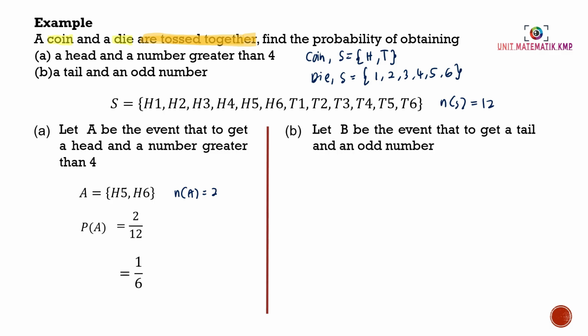Okay, let's look for B. Okay, let B be the event that we get a tail and an odd number. So, odd numbers are 1, 3, and 5. Okay, then combine with a tail. So, the outcomes will be T1, T3, and T5. We can write the number of outcomes for event B is 3. So, P(B) equals 3 over 12. The final answer should be 1 over 4.